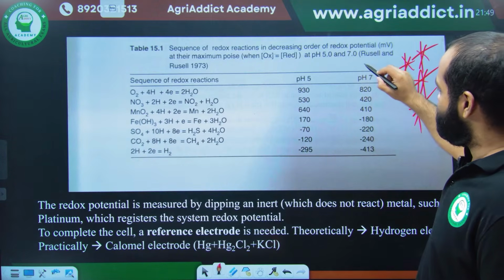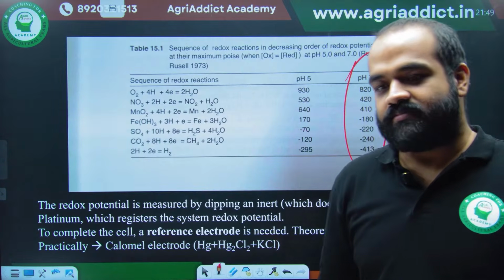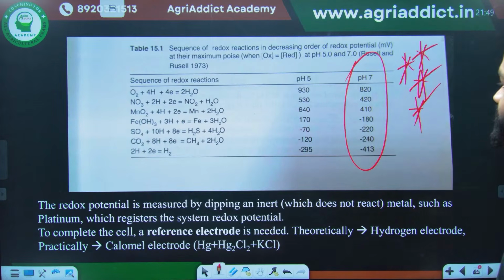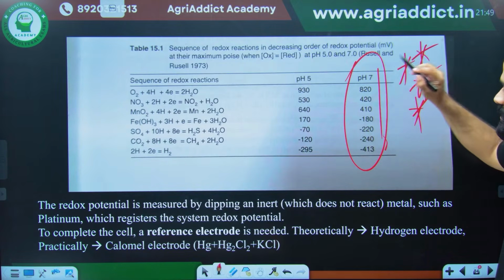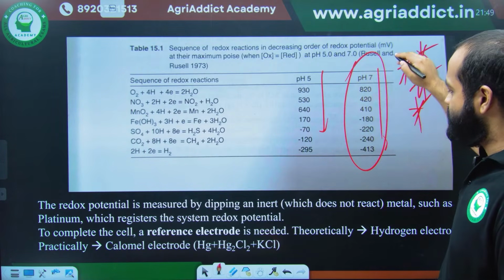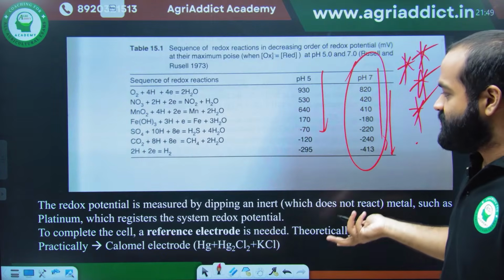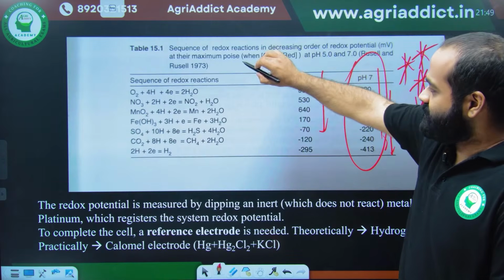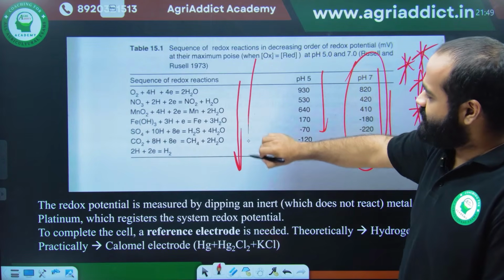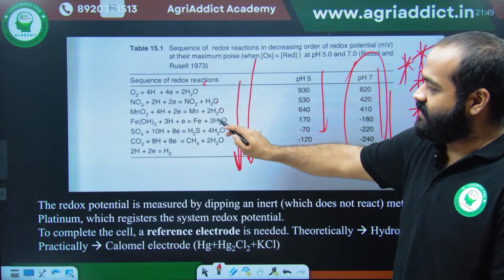So you have to remember, this has been taken from Dr. S.C. Datta's book, Soil Physical Chemistry and Mineralogy of Soil. In this, you have to remember the pH 7 values. Here the pH 5 values are also given, but you have to remember the pH 7 values. pH 5 values भी तुम याद रख सकते हो. It depends on you. And here you have to remember the sequence: oxygen, nitrogen, manganese, iron, sulfur, carbon.